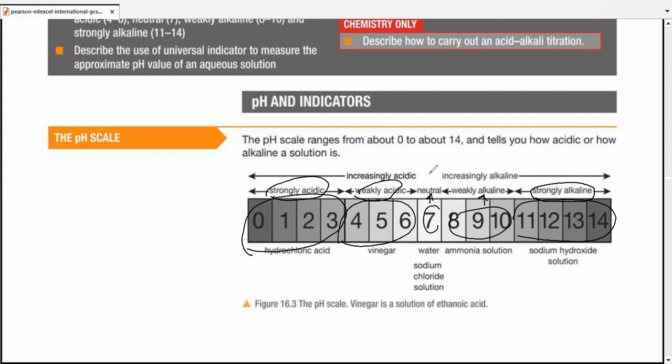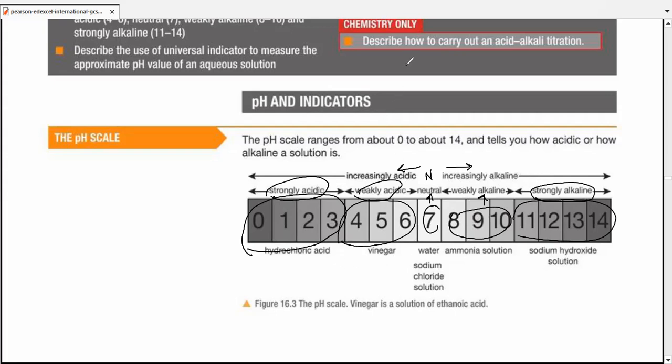Which means if 7 is exactly neutral, then moving lower than 7 would be increasingly acidic, and moving higher than 7 all the way to 14 becomes strongly alkaline, or increasingly alkaline. That's how we divide them.